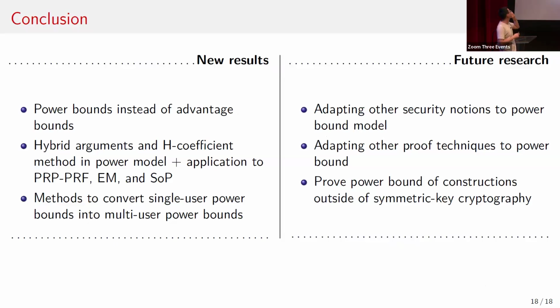The takeaway is that we are able to provide power bounds instead of traditional advantage bounds, which cover the more general case when the two types of error rates are undefined or are not equal to each other. And we provide the hybrid argument and H-coefficient technique both in the power bound model, and we applied them to PRP, PRF, and even Even-Mansour and sum of permutations. And we are able to provide methods that convert the single-user security to the multi-user security.